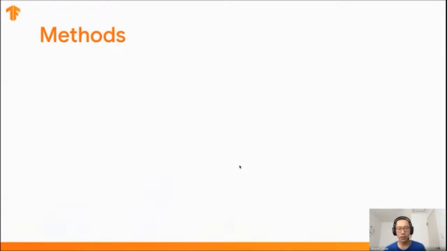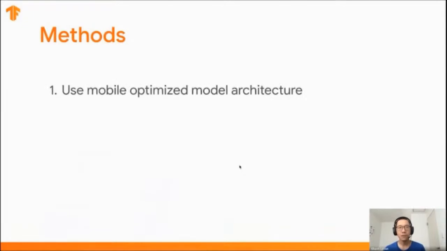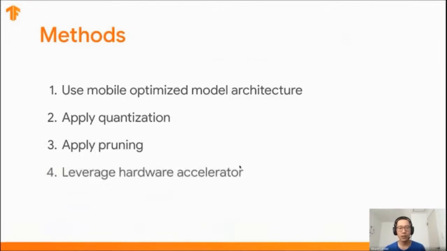And there are four optimization methods that you should consider when using an on-device TensorFlow Lite model. The first one is to use an optimized model architecture for mobile. The second one is to make sure to apply quantization. The third one is pruning. And the fourth one is to make sure that you leverage hardware accelerators.